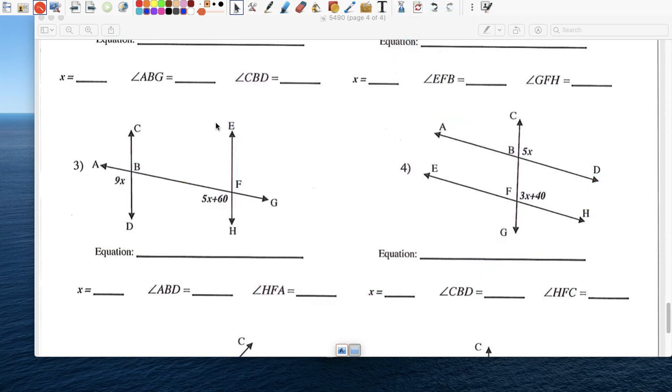So what's the relationship between this angle and this angle? They're corresponding. Sorry, let me write that they're corresponding. And if they're corresponding, they're equal to each other.